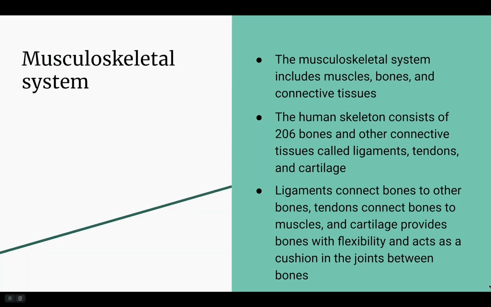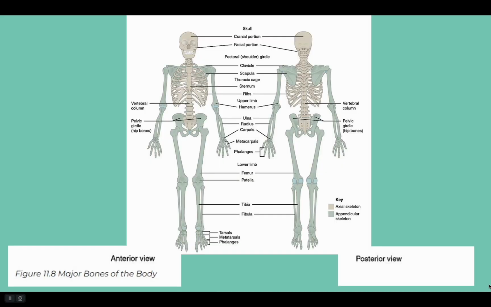The musculoskeletal system includes muscles, bones, and connective tissues. The human skeleton consists of 206 bones and other connective tissues called ligaments, tendons, and cartilage. Ligaments connect bones to other bones. Tendons connect bones to muscles, and cartilage provides bones with flexibility and acts as a cushion in the joints between bones. See the illustration above of the major bones of the body.